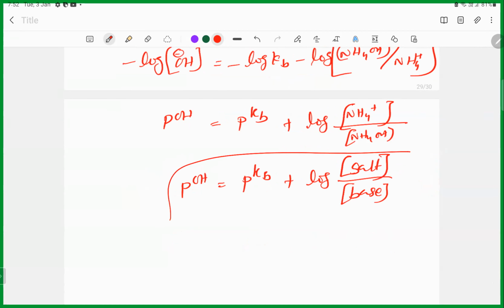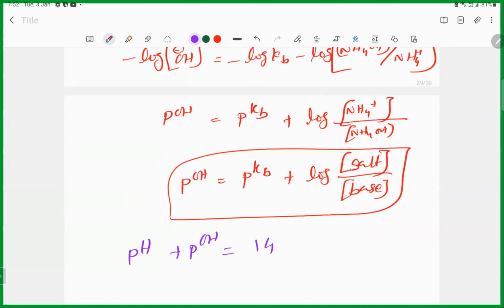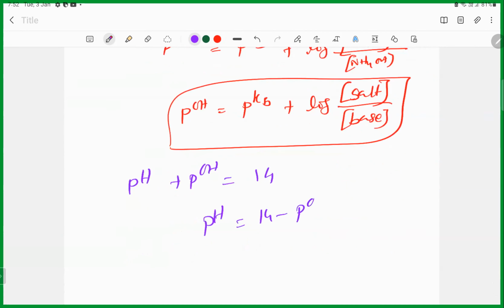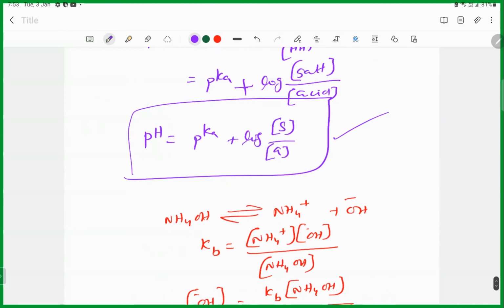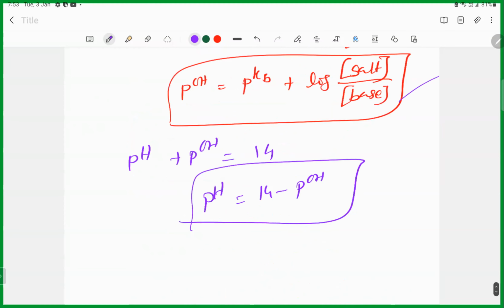We know that pH plus pOH is equal to 14. So pH is equal to 14 minus pOH gives the pH of your basic solution. So this is the Henderson equation. This equation and this equation are the Henderson equation. From this you can calculate any solution's pH value. Okay. Similarly, if you hydrolyse all salts, we can find this for all types of salt.